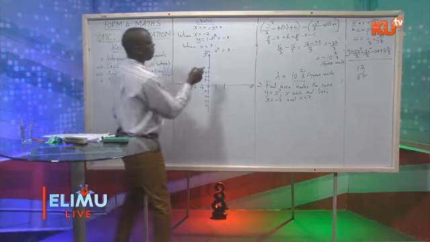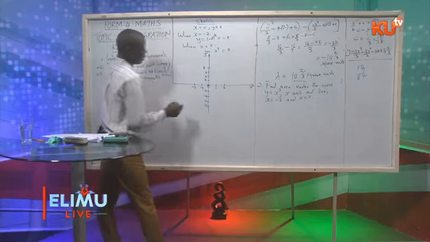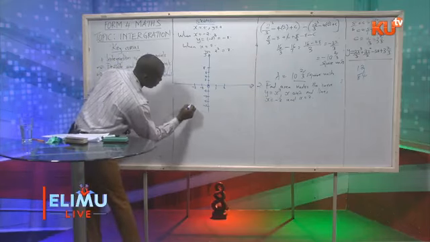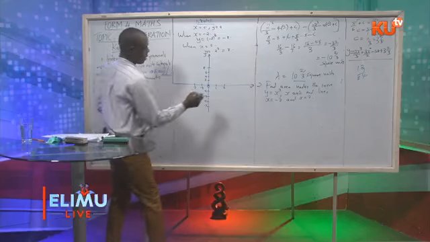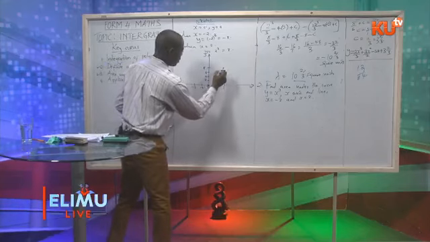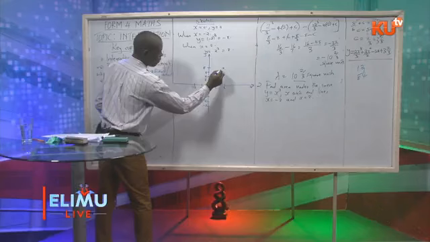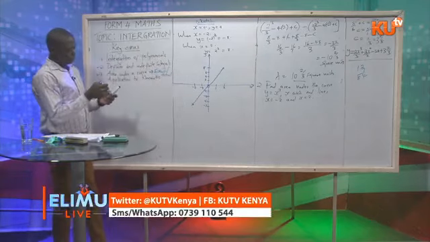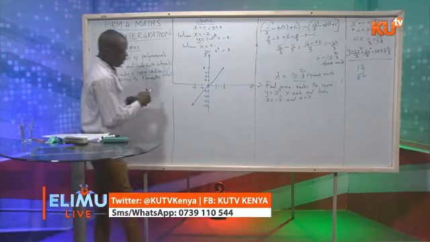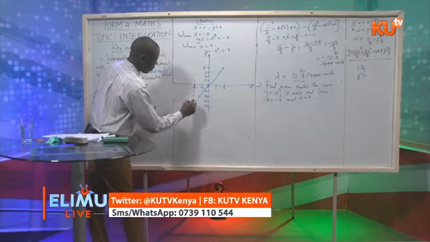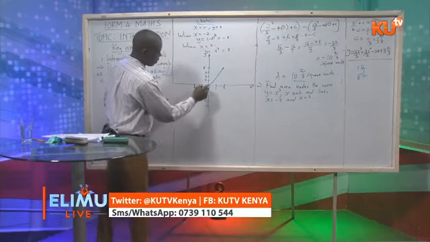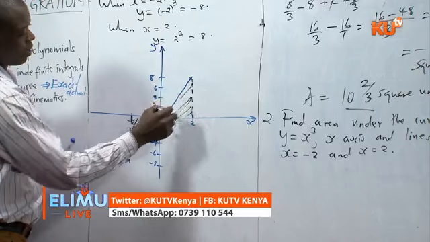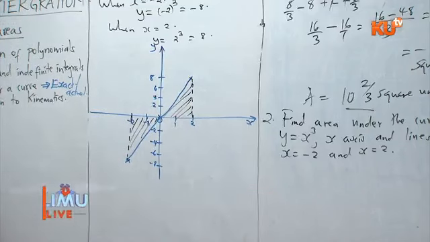So we'll have the curve at this point 0, 0. Then negative 2, negative 8 at this point, and then 2 and 8. So our curve will be that way. So we are looking at the area bounded by the curve and the x-axis. That is the area that we are looking for.